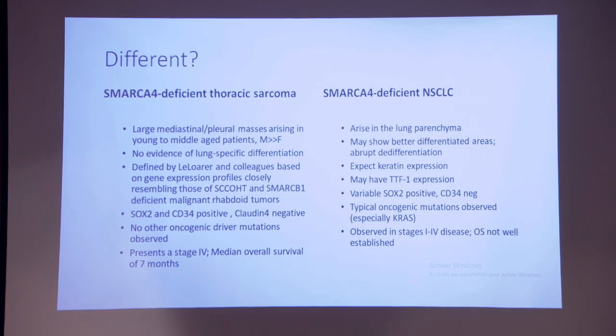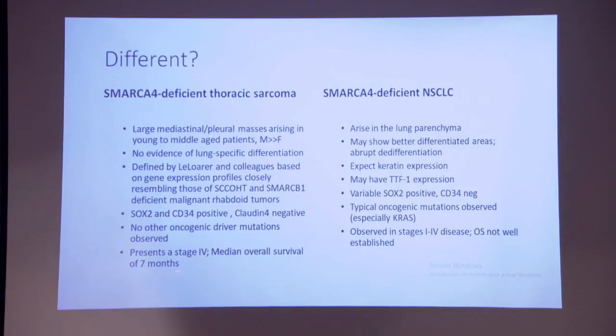Immunohistochemically, we know that SMARCA4 deficient thoracic sarcomas are SOX2 and CD34 positive and tend to be Claudin-4 negative. They typically don't show much keratin expression, but they can show a little bit. There are no other oncogenic driver mutations observed based on the genomic studies of this tumor type. Only the SMARCA4 and maybe a P53 mutation, but you don't see things like KRAS mutations or EGFR mutations in these tumors. These are very aggressive tumors. They typically present as stage 4 with median overall survival of about 7 months from the time of diagnosis.